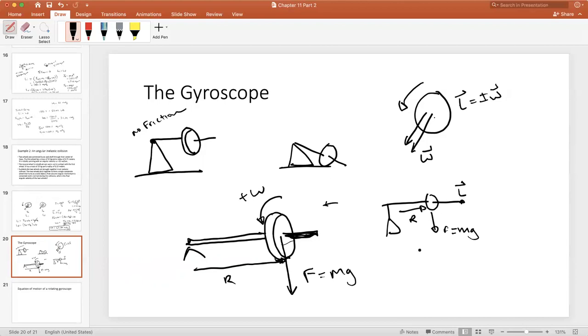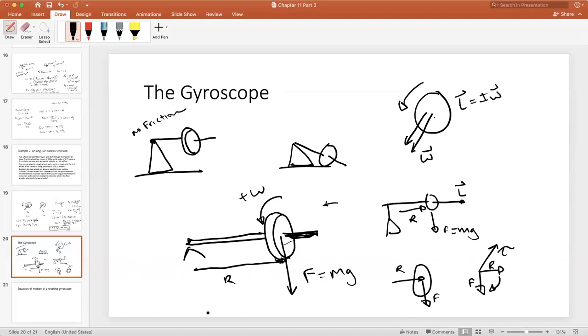So R cross F is the torque. If we look at it from above, we see that F goes down and R goes this way. So R and F, right? R rotated that way means that the torque is going to point this way.